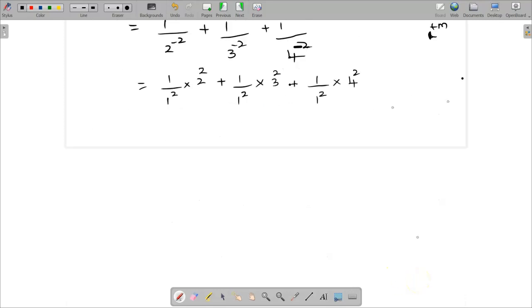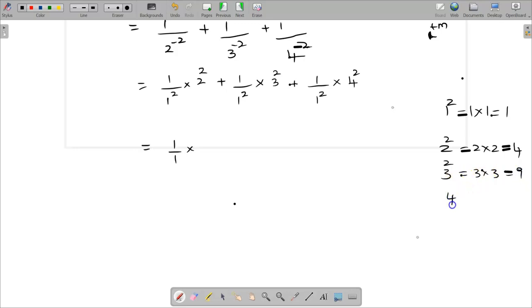So what is 1 square? 1 square is nothing but 1 into 1, which is 1. So in all the terms we have 1 by 1 into... what is 2 square? 2 is repeated 2 times, 2 into 2, which is equal to 4. What is 3 square? 3 is repeated 2 times, 3 into 3, which is 9. 4 square means 4 into 4. 4 is repeated 2 times. So 4 4s are 16.